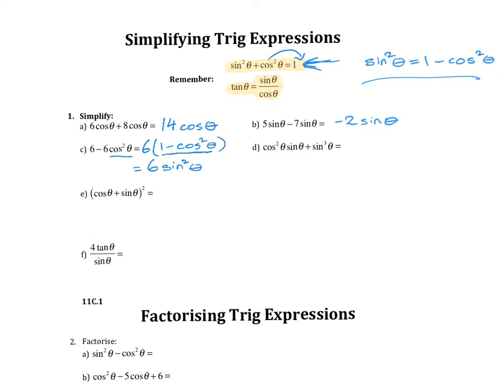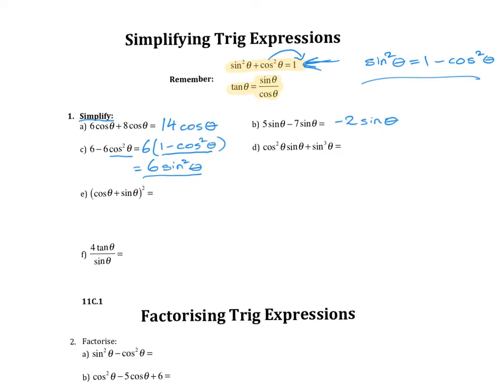And remembering, we're just simplifying these expressions. We're trying to find a way to write them in a shorter way. And we've done that, because 6 sine squared theta is shorter than the original. Okay, look at the next one.